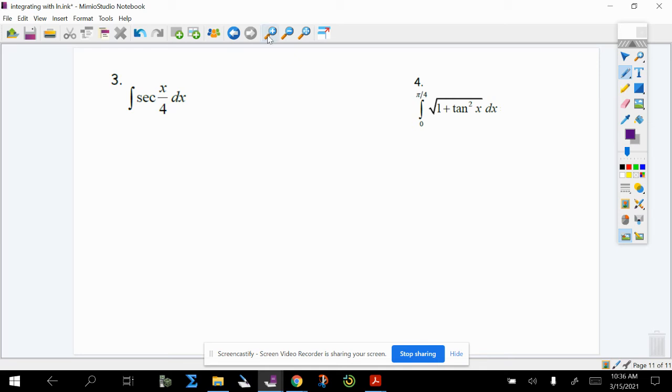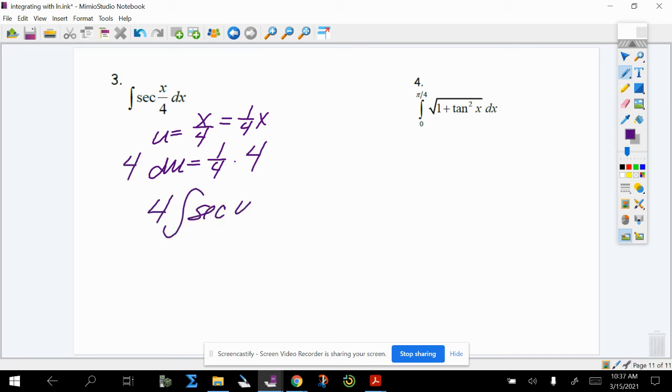Our last two. Secant, I said, is not super common, but probably more common than the cosecant one. So your u is x over 4. It's your angle. The derivative of that is 1/4, because remember, x over 4 is just 1/4 of an x. Your adjustment this time is actually times 4, because we want to get rid of that 1/4. So it's a 4 and then the integral of secant. So your integral of secant is the natural log of secant of that same angle plus tangent of that same angle.